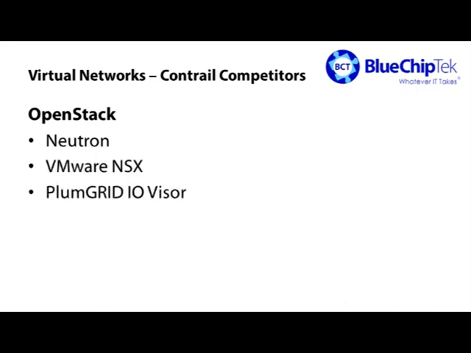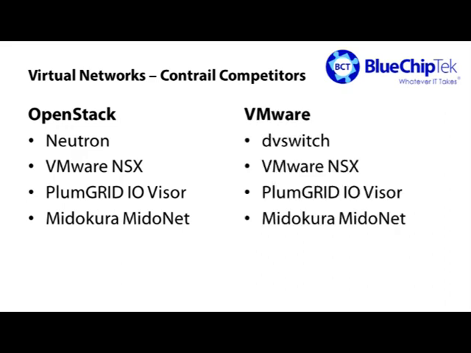At this point, it might help if we pause for a moment to identify some of the most commonly used alternatives to Contrail. If you've heard of them or looked into them, it might give you more context for where Contrail fits into data center architectures. In an OpenStack environment, Contrail plugs into Neutron. Alternatives to Contrail for OpenStack include using vanilla Neutron, VMware NSX, PlumGrid IOVisor, and Midokura Midinet. In a vSphere environment, alternatives to Contrail include vanilla distributed virtual switches and, once again, NSX, IOVisor, and Midinet.